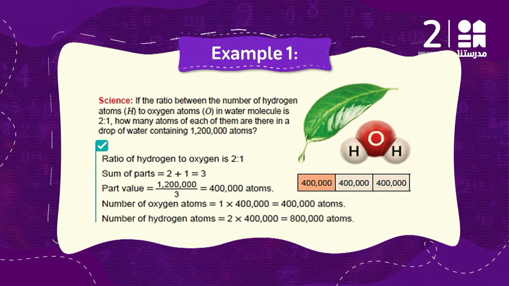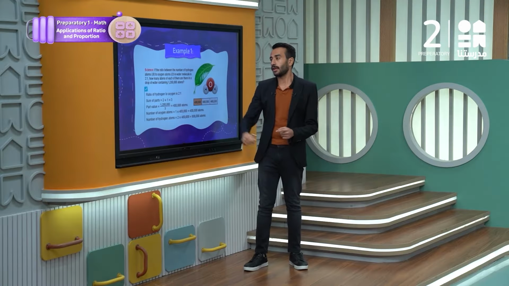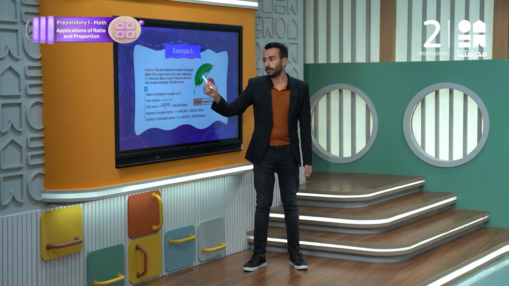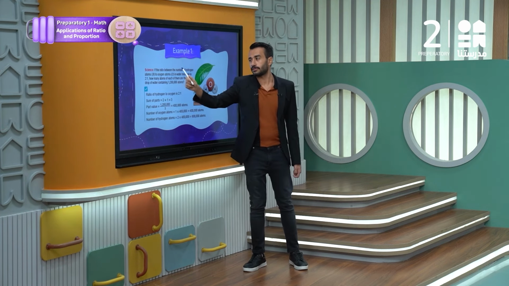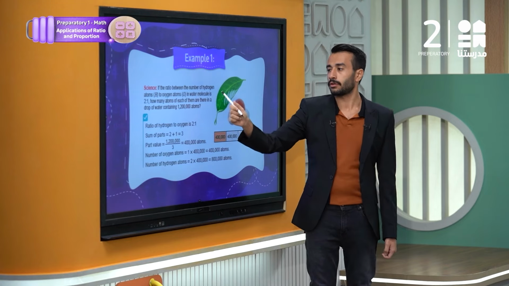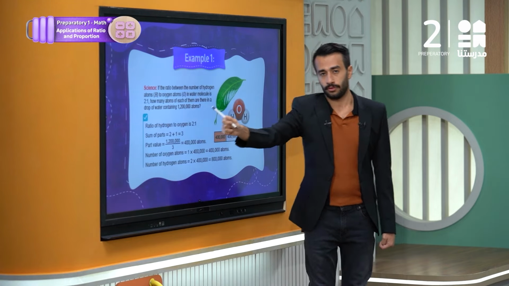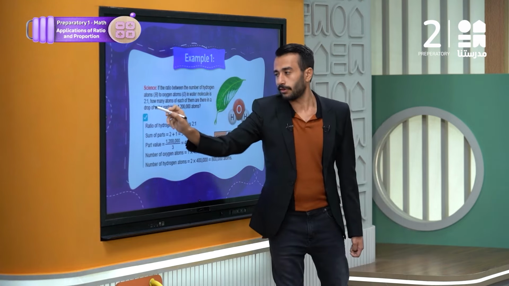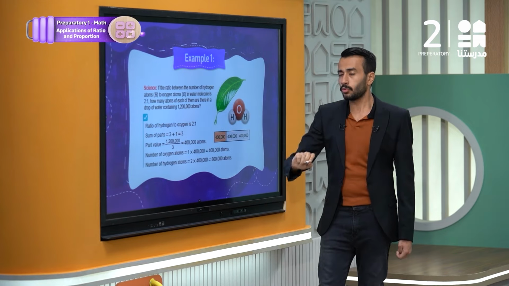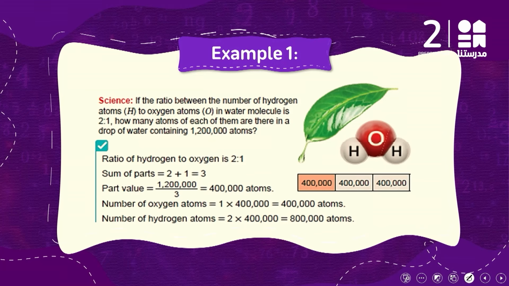Let's start with this example from science. If the ratio between the number of hydrogen atoms to oxygen atoms in a water molecule is 2 to 1, what does this mean? 2 to 1 means we have 2 hydrogen for every 1 oxygen. Like this, we have 2 hydrogen with 1 oxygen.